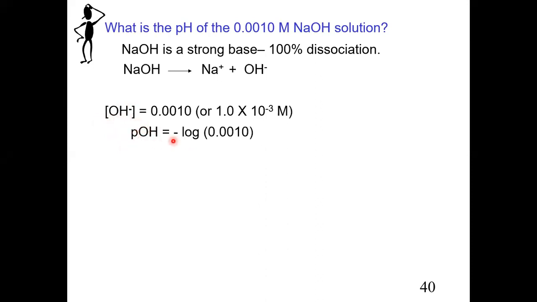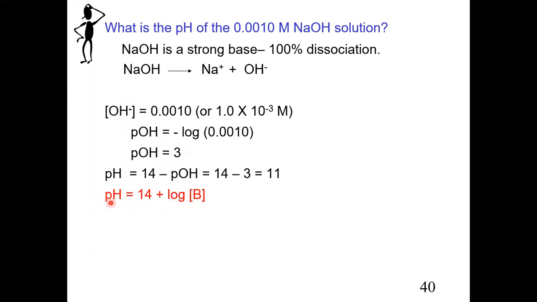What can I do? Get the pOH, minus log of the OH, and pOH is 3, and then I can get pH. pH is 14 minus the pOH. Of course, you could use this equation, which is pH equals 14 plus log of the base. Why? Because minus pOH is minus log of the base concentration. So this becomes a minus, so it's a plus. So you can use this equation right away. If you're asked for the pH of a base, simply say it's 14 plus log of the concentration of that base, whatever it is.